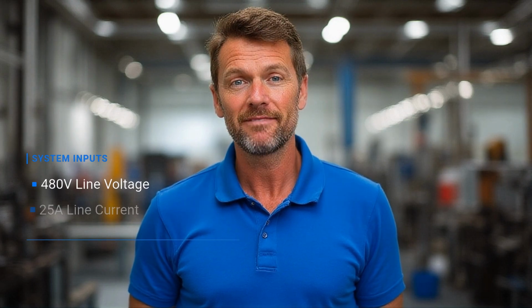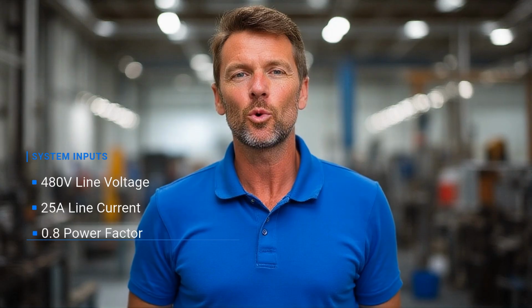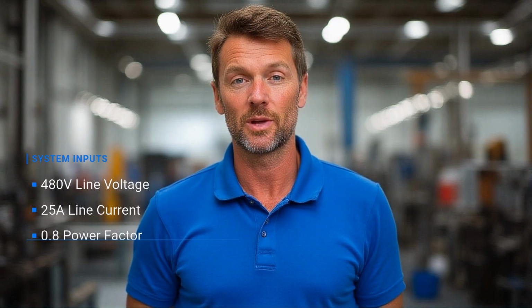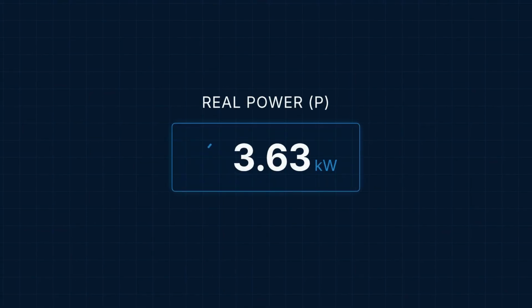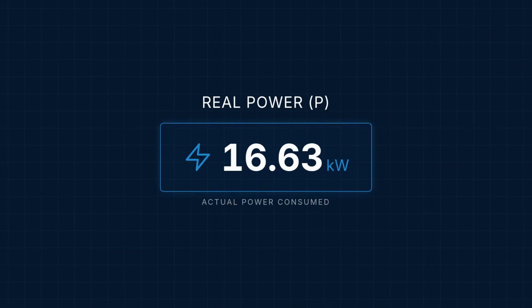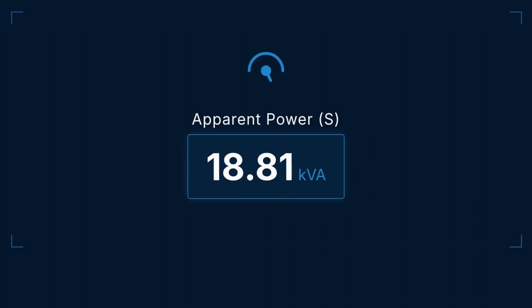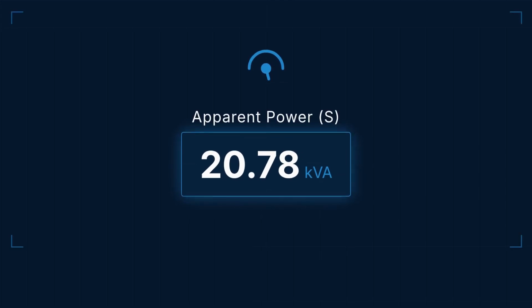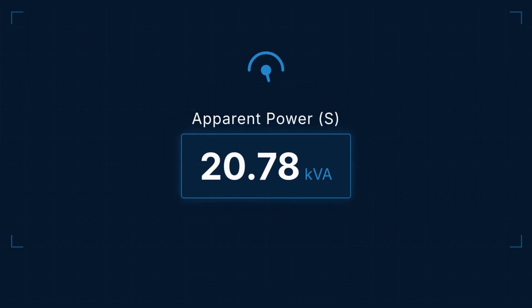With these inputs, 480 volts line voltage, 25 amps line current, and 0.8 power factor, here's what we get. The real power, P, equals 16.63 kilowatts, which represents the actual power consumed by your load. The apparent power, S, equals 20.78 kilovolt-amperes, showing the total power supplied to the circuit.